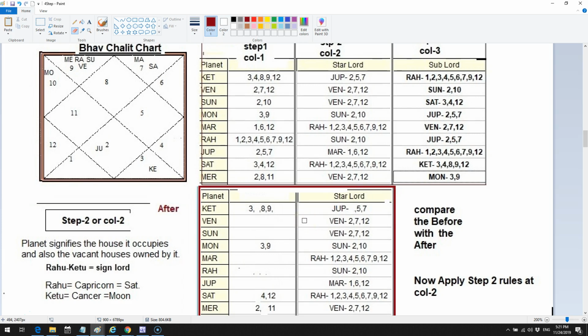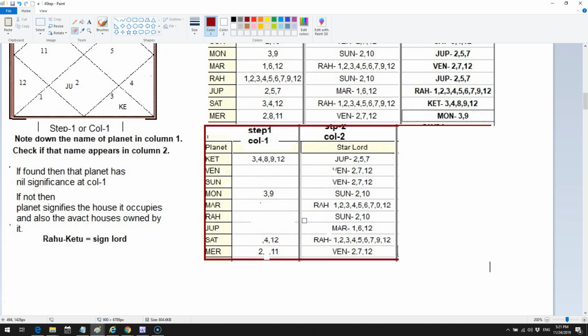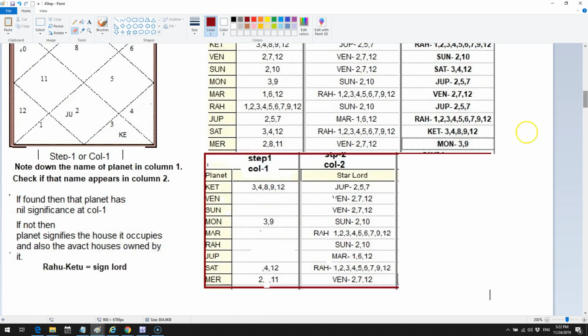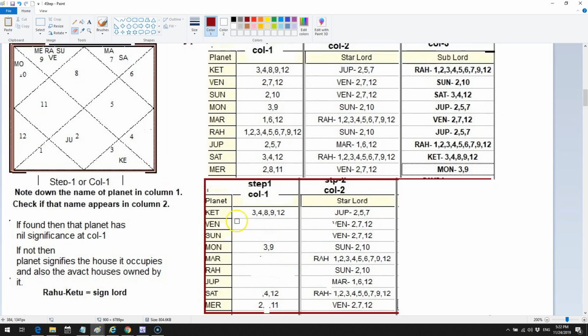And did we leave the Ketu thing? Okay, let me, I think I forgot to mention the Ketu in column 1. Sorry about that. So let's first go to the step 1 rule and look at what the Ketu signifies.